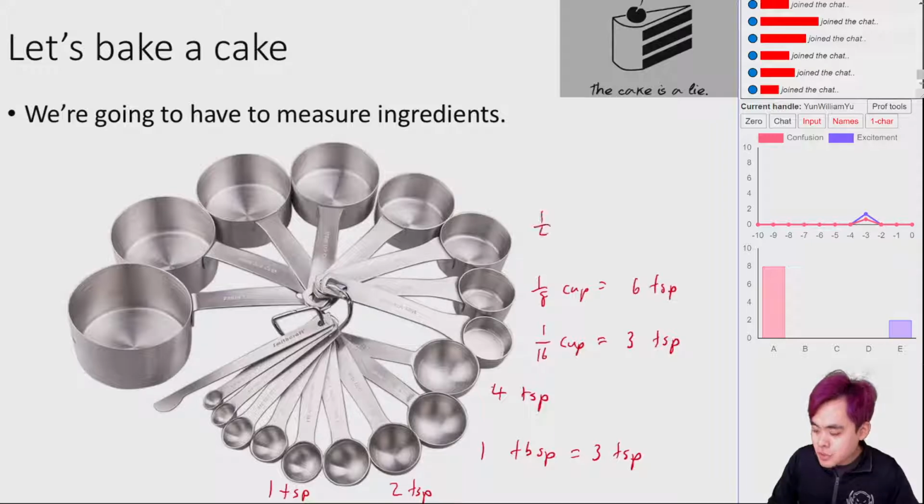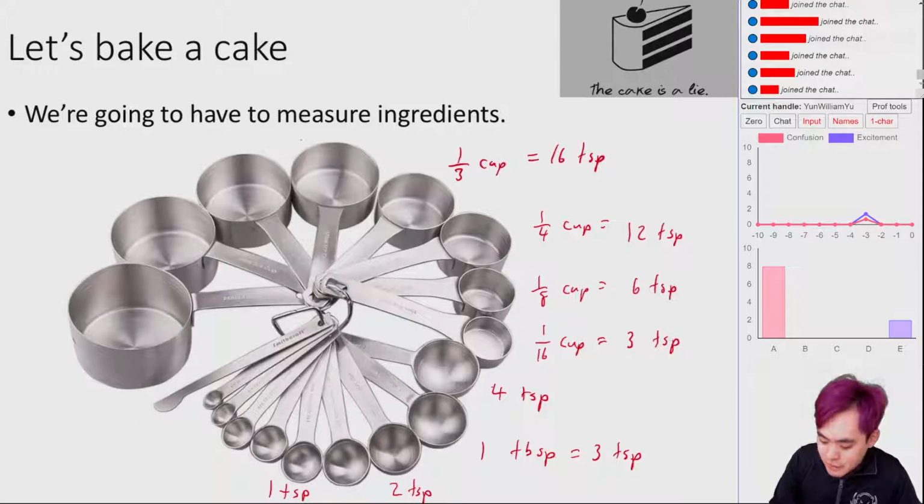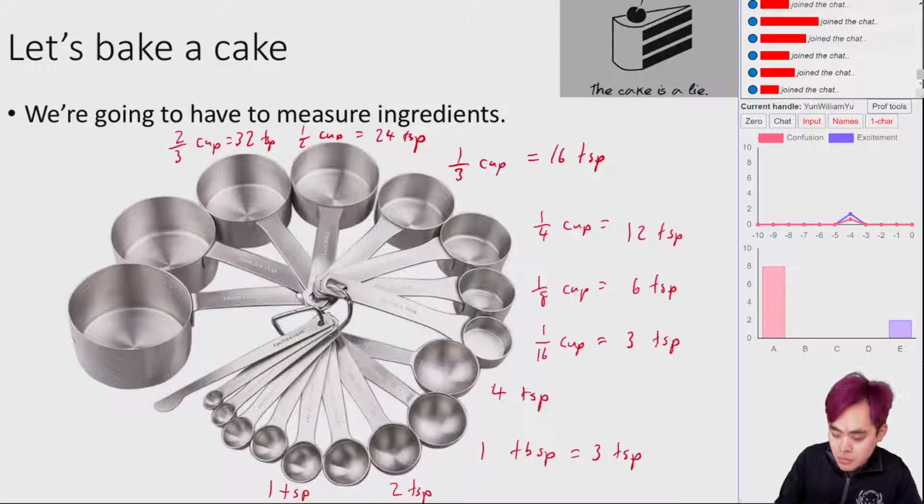This one here is 1/4 cup, and that's equal to 12 teaspoons. Then we have 1/3 of a cup, and that's equal to 16 teaspoons. We have half a cup, which is equal to 24 teaspoons. We have 2/3 of a cup, which is equal to 32 teaspoons. We have 3/4 of a cup, which is equal to 36 teaspoons. And we have a cup, which is equal to 48 teaspoons.